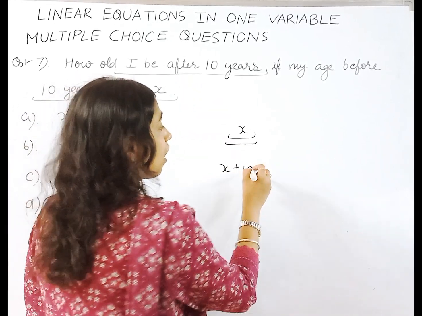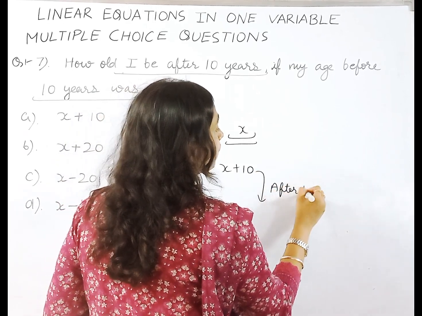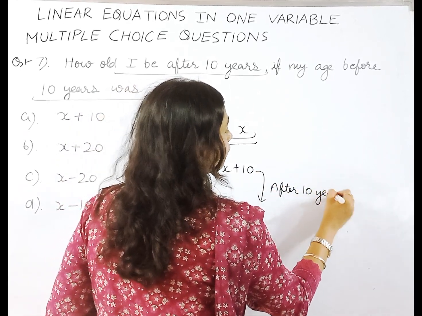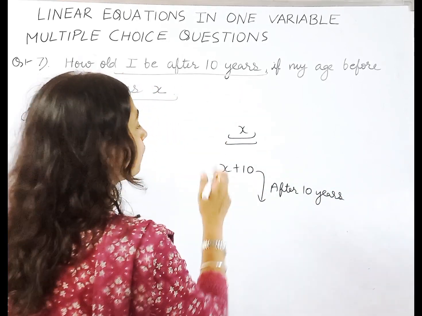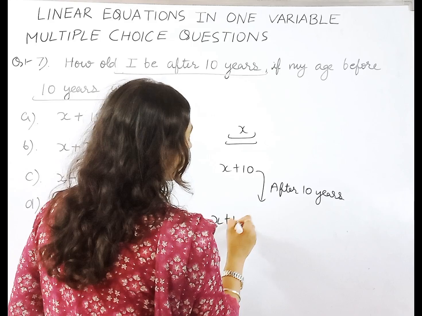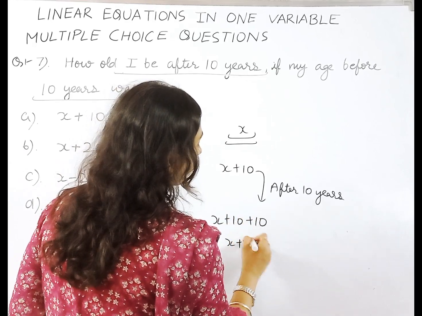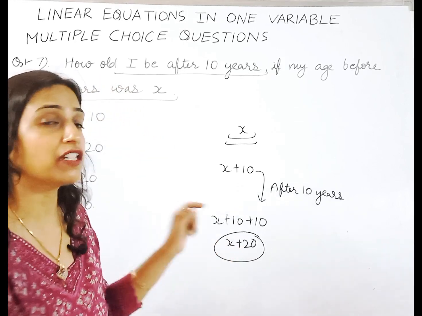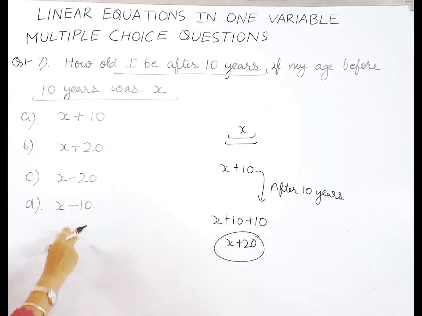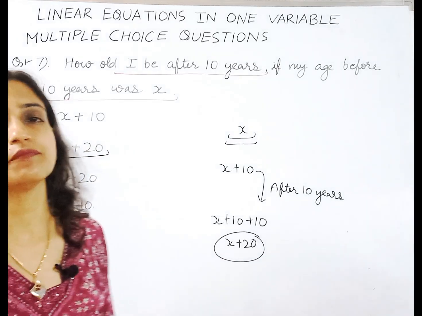Now, after 10 years, what will be my age? This is my present age. Then after 10 years, my age will be x plus 10 plus 10, which means x plus 20. So this will be my age after 10 years. So the correct option is option number B, x plus 20.